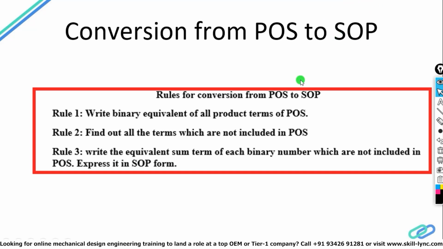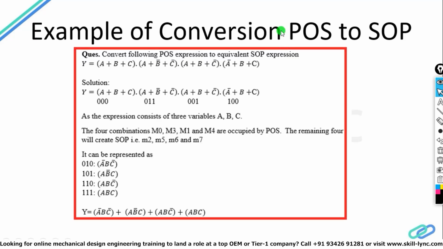Okay. So let us see with some example. The rule is very simple. Because POS is given, you have to extract max terms, write them down in binary format, and then convert to SOP by taking the balance terms. That will indicate the min terms. Okay. Now the case is to convert POS to SOP. Now see, this is given: A plus B plus C, dot, A plus B bar plus C bar, dot, A plus B plus C bar, dot, A bar plus B plus C.